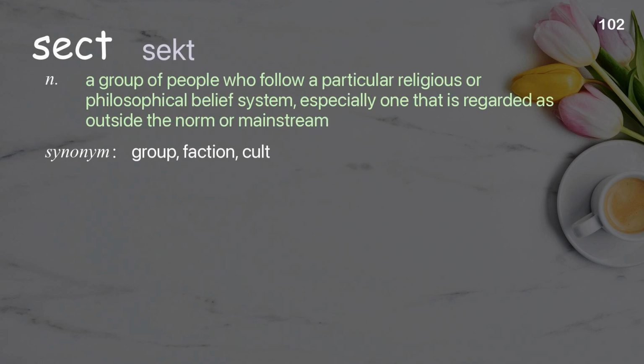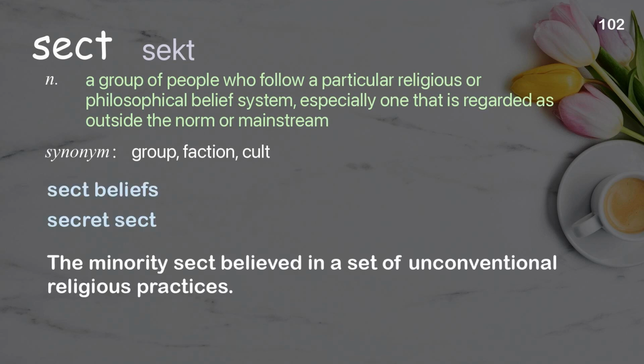Sect. A group of people who follow a particular religious or philosophical belief system, especially one that is regarded as outside the norm or mainstream. Examples: Sect beliefs, secret sect. The minority sect believed in a set of unconventional religious practices.